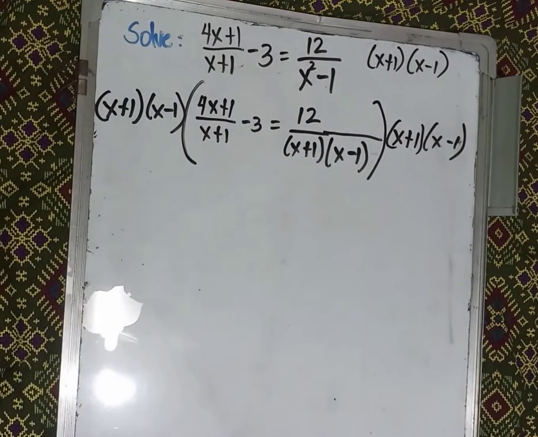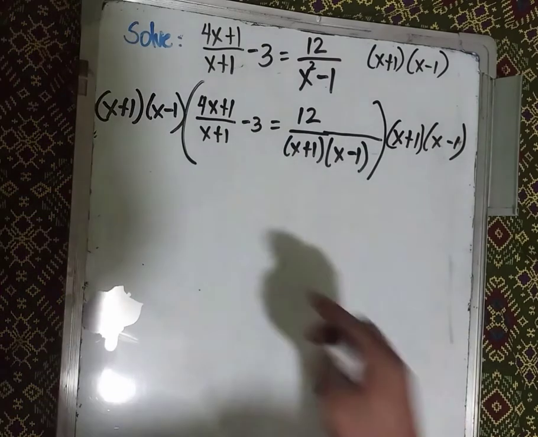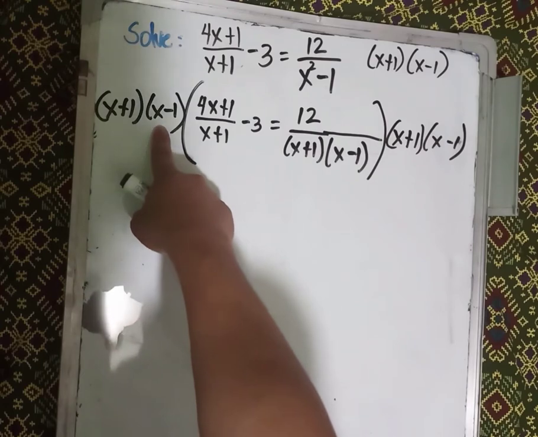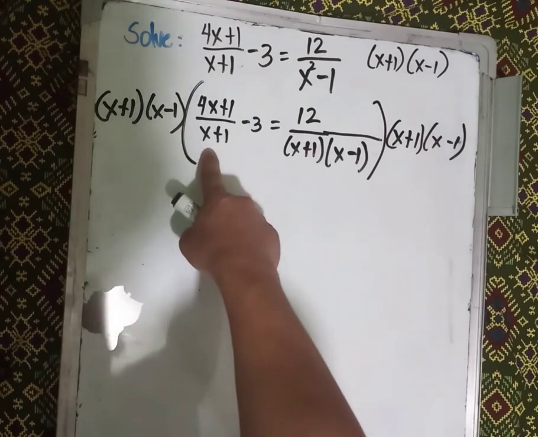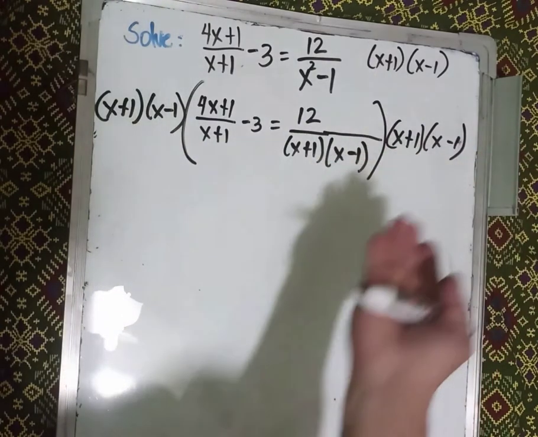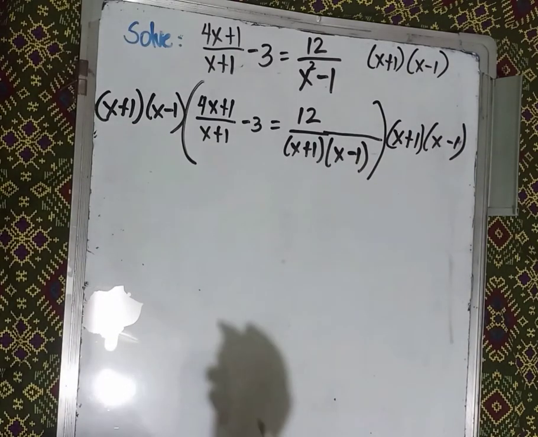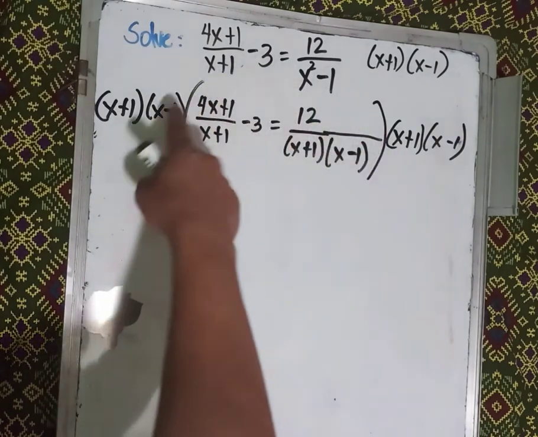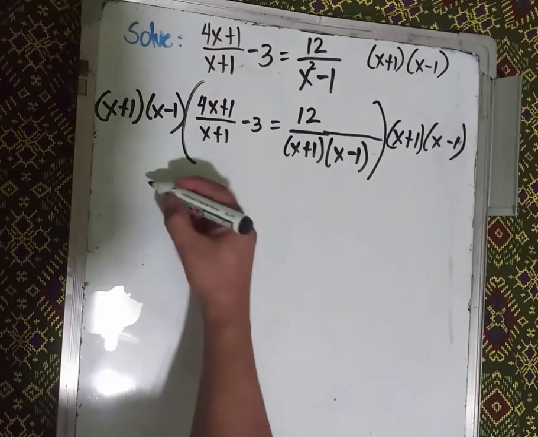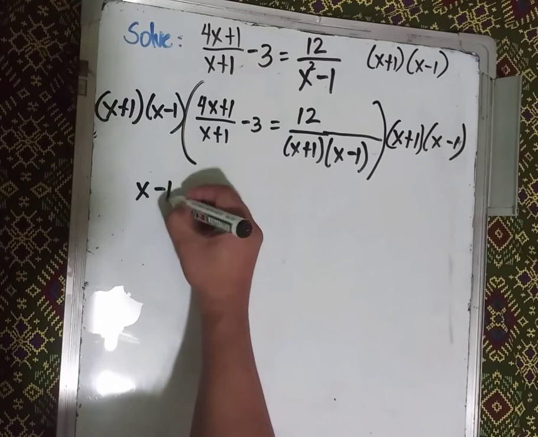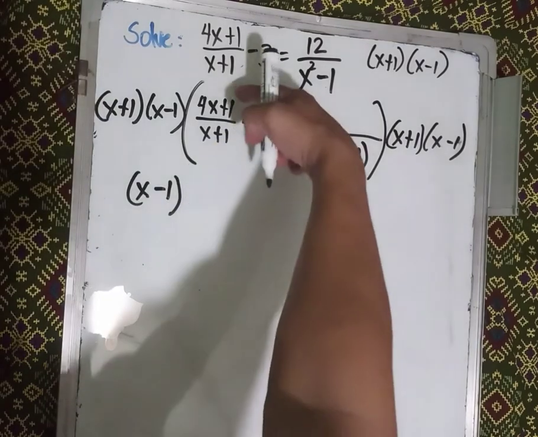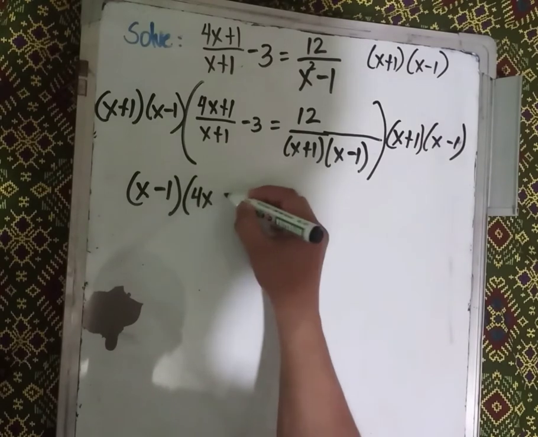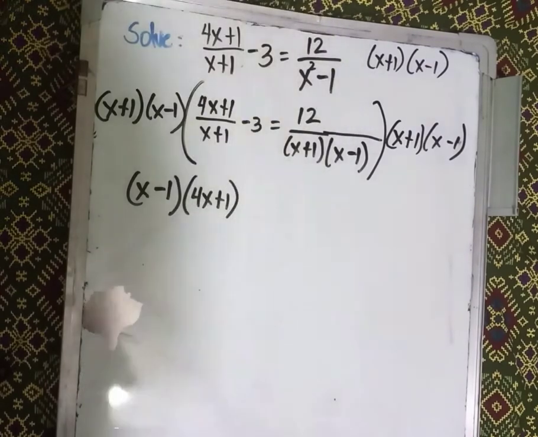Okay, next, simplify. X plus 1 times x minus 1. Pag i-divide natin yan dito, x plus 1, ano yung remaining value? Okay, very good. Ang x plus 1 and x plus 1, ma-eliminate yan. So the remaining value is x minus 1. I-times mo yan sa numerator. So numerator is 4x plus 1.